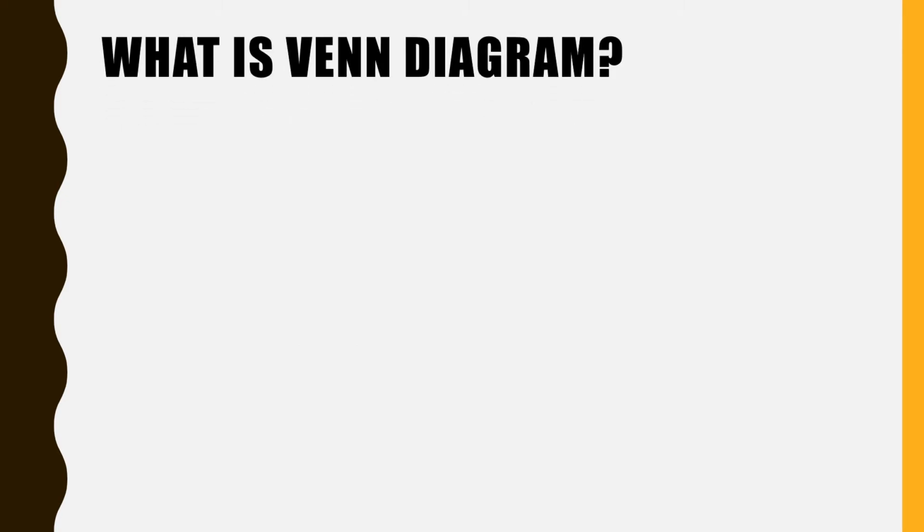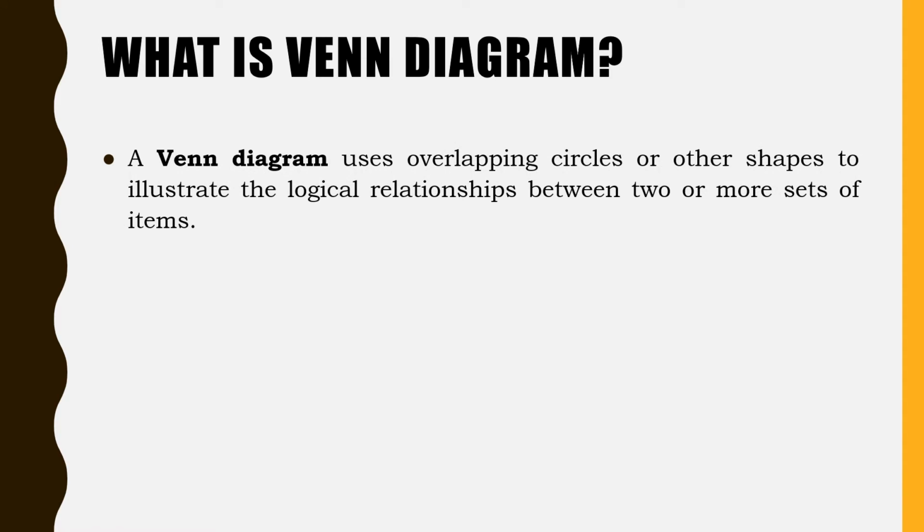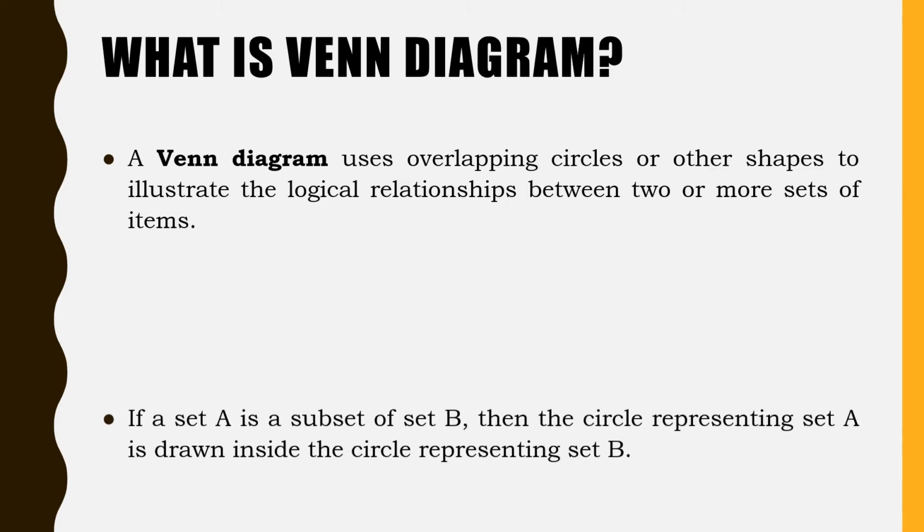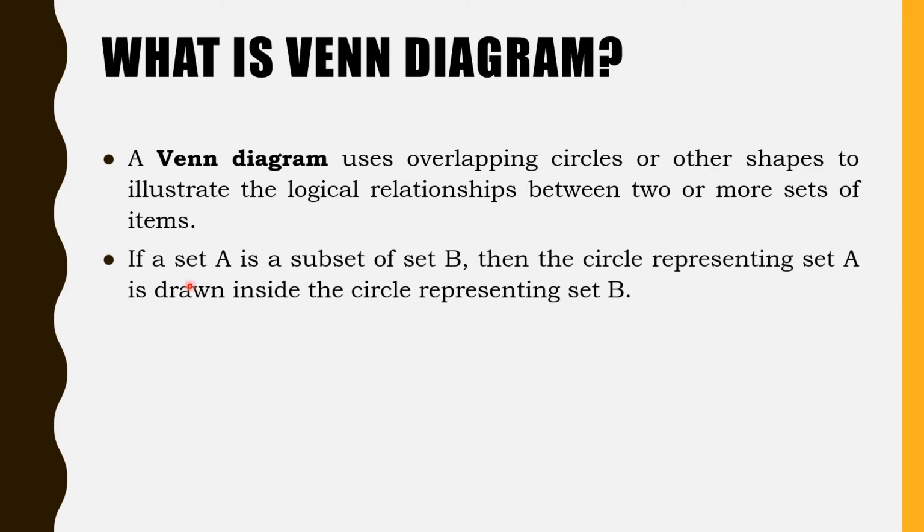What is a Venn diagram? A Venn diagram uses overlapping circles or other shapes to represent the logical relationship between two or more sets of items. Now, if a set A is a subset of set B, then the circle representing set A is drawn inside the circle representing set B.